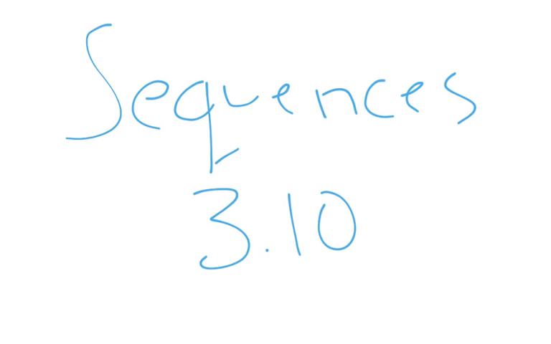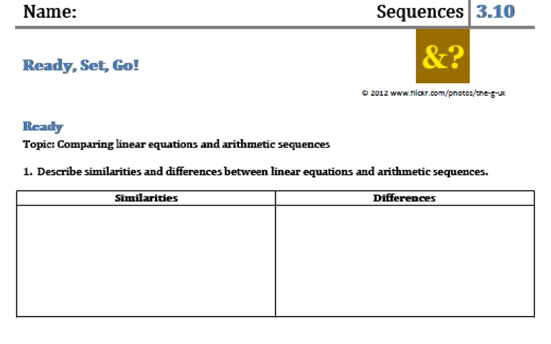Alright, let's take a look at sequences 3.10. So, this first problem is talking about similarities and differences between linear equations and arithmetic sequences. A linear equation is like y equals mx plus b. So, what are those similarities? Think about when we make an arithmetic sequence into an explicit equation, it's usually a linear equation. It's growing. The growth is constant.